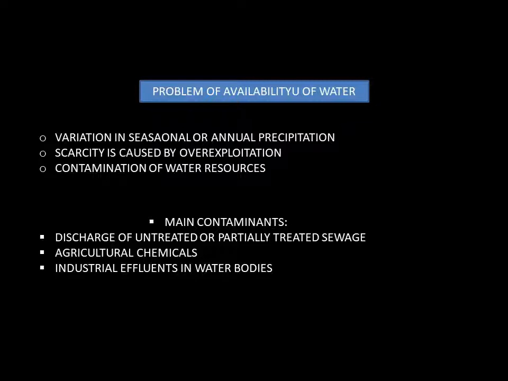be very less. So again, overexploitation and overuse of water, wastage of water could again lead to scarcity. And most important nowadays is contamination of water sources. That 1% of water which is fit for human use is being severely contaminated over time. The major reason for the contamination is discharge of untreated or partially treated sewage, agricultural chemicals, and industrial effluents in water bodies. These are the main causes of contamination of water resources.